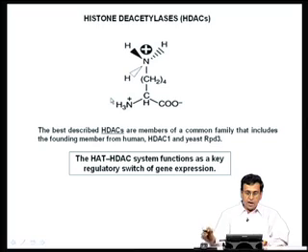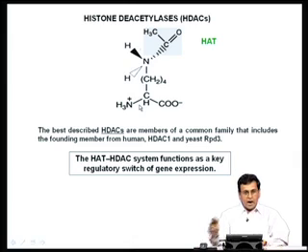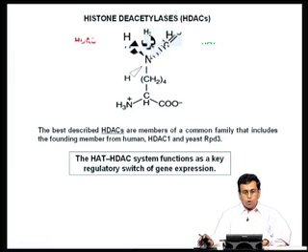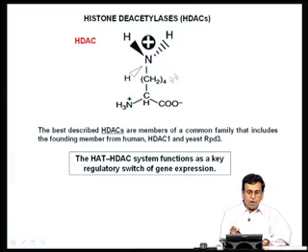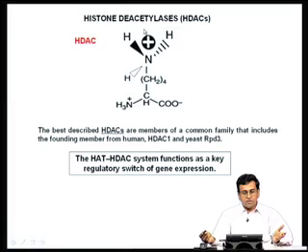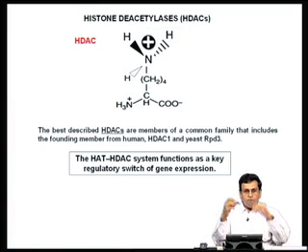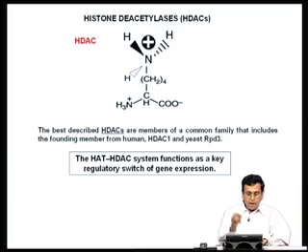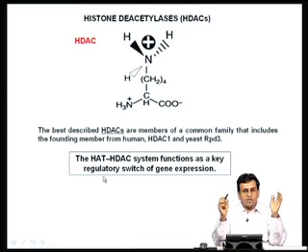I have just shown here a lysine residue of a histone, and HAT molecules which add an acetyl group to the lysine of a histone, and therefore it becomes an acetylated lysine. You also have HDACs, or histone deacetylases, which convert it back to a deacetylated form, and this should result in transcription repression. A number of histone deacetylases have been described in the literature, and the best described HDACs are members of a common family that includes the founding member from humans, namely HDAC, and its homolog in yeast called RPD3.